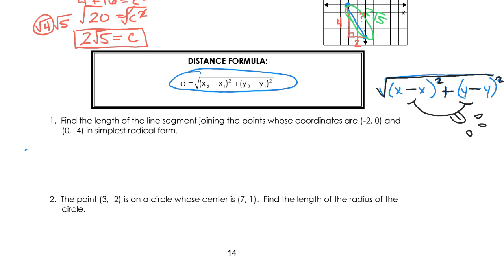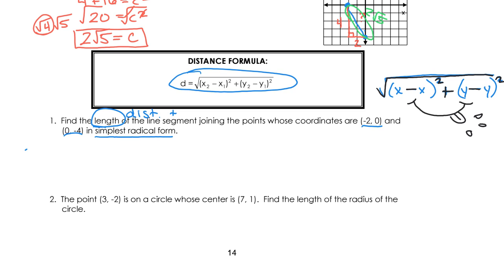All right, guys, number one says find the length of the line segment. Because they said length, remember, guys, length is the same thing as distance. Also remember that distance must always come out positive. If your distance ever comes out negative, we have a problem. So find the length, or the distance, of the line segment joining the points (-2, 0) and (0, -4) in simplest radical form.